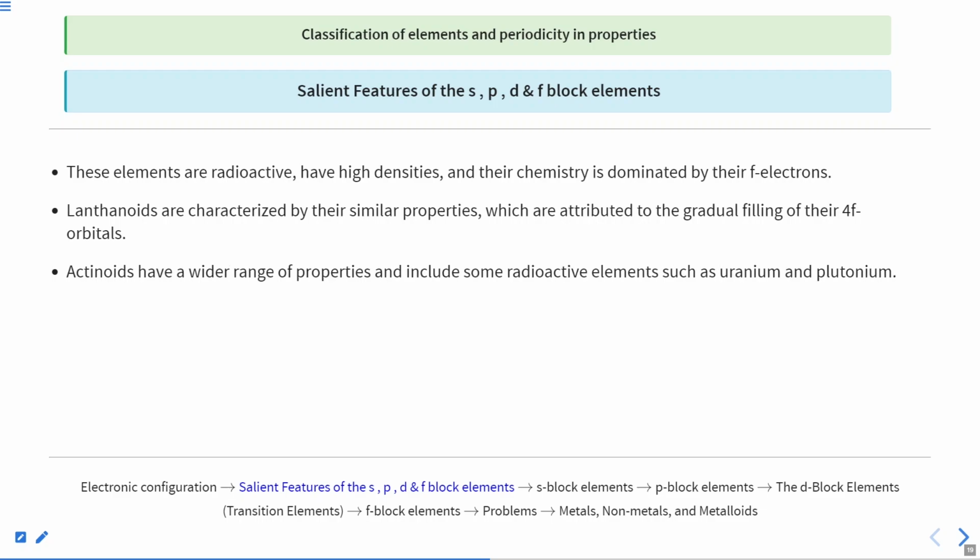Now these elements, including actinoids, are radioactive in nature, have high densities, and their chemistry is dominated by the f electrons. Lanthanoids are characterized by similar properties, which is attributed to the gradual filling of their 4f orbital. Actinoids have a very wide range of properties, including some radioactive elements such as uranium and plutonium. Clear? Okay.